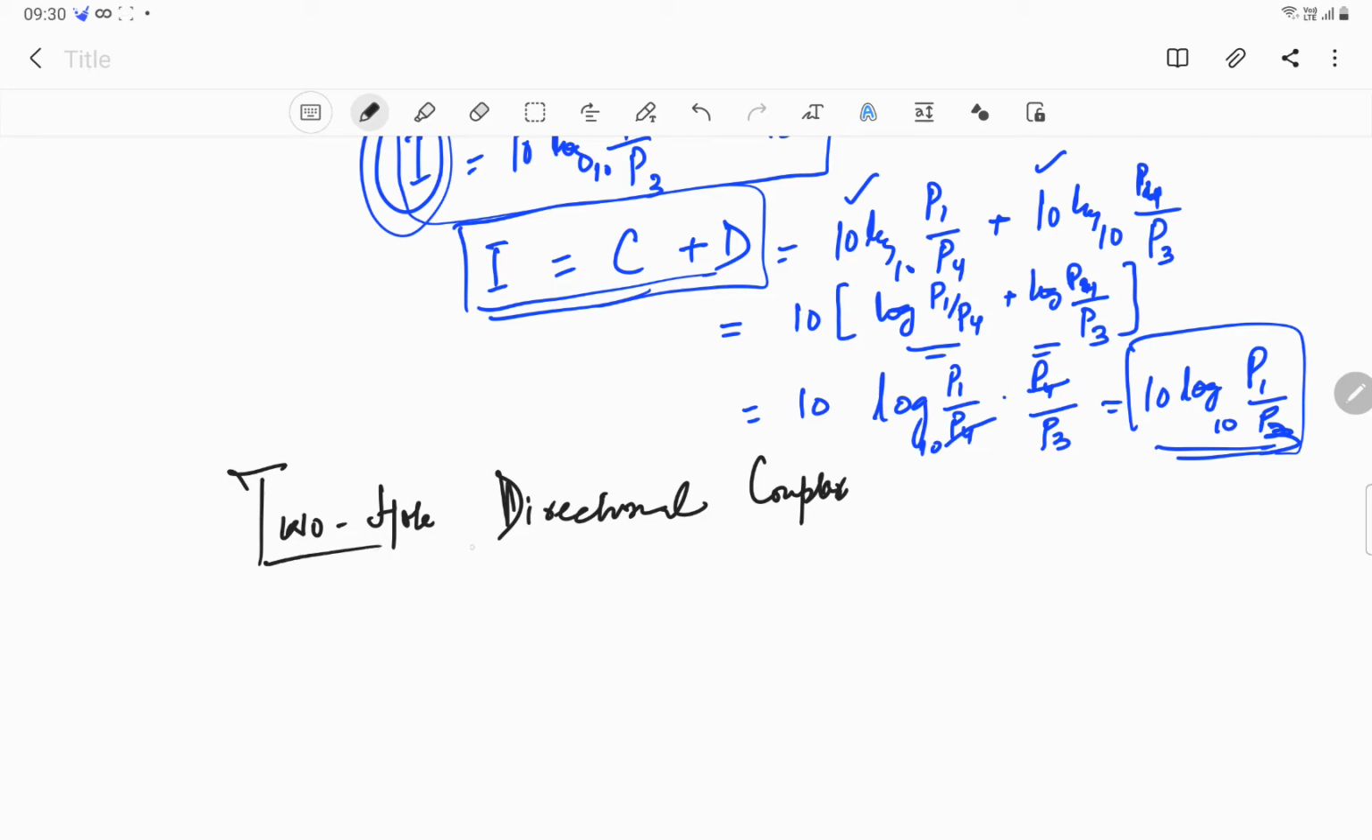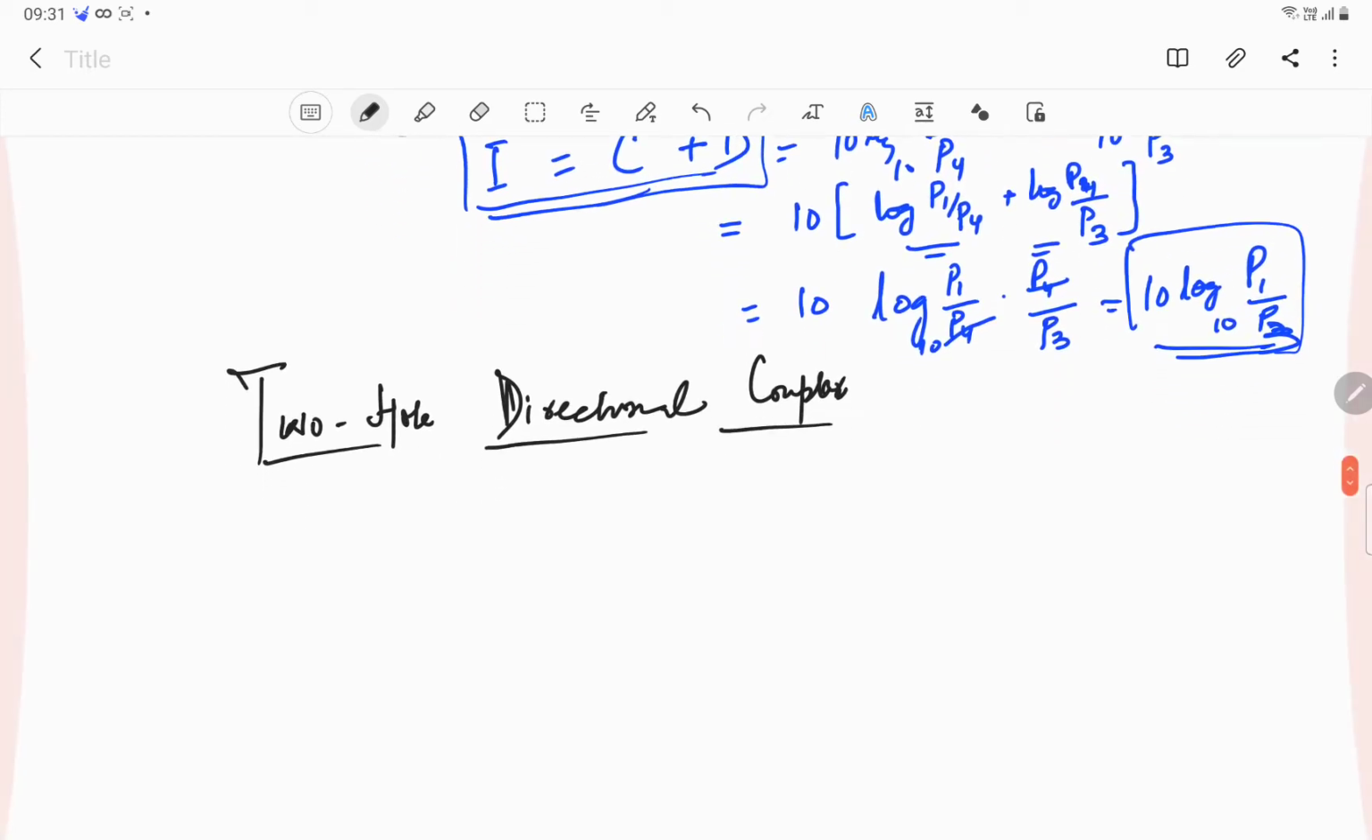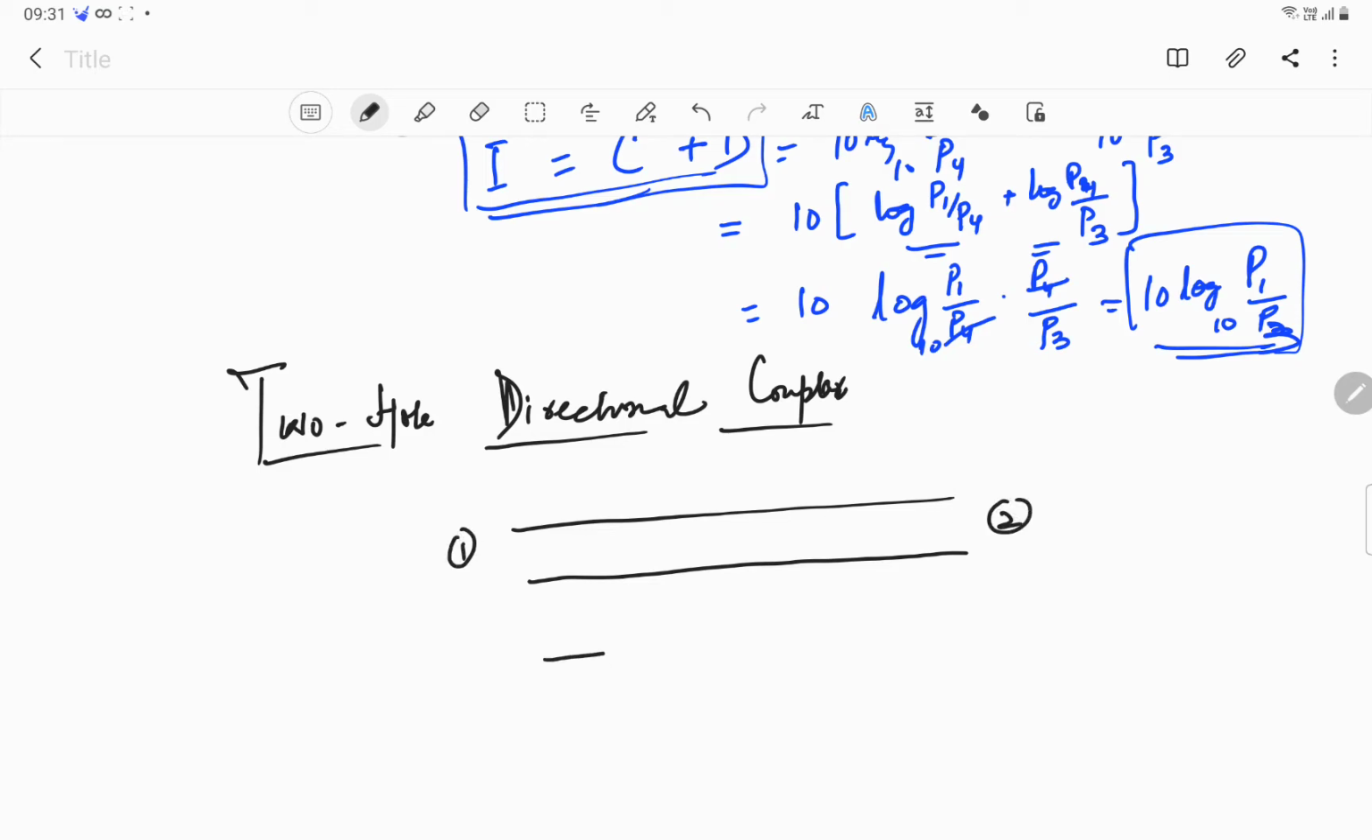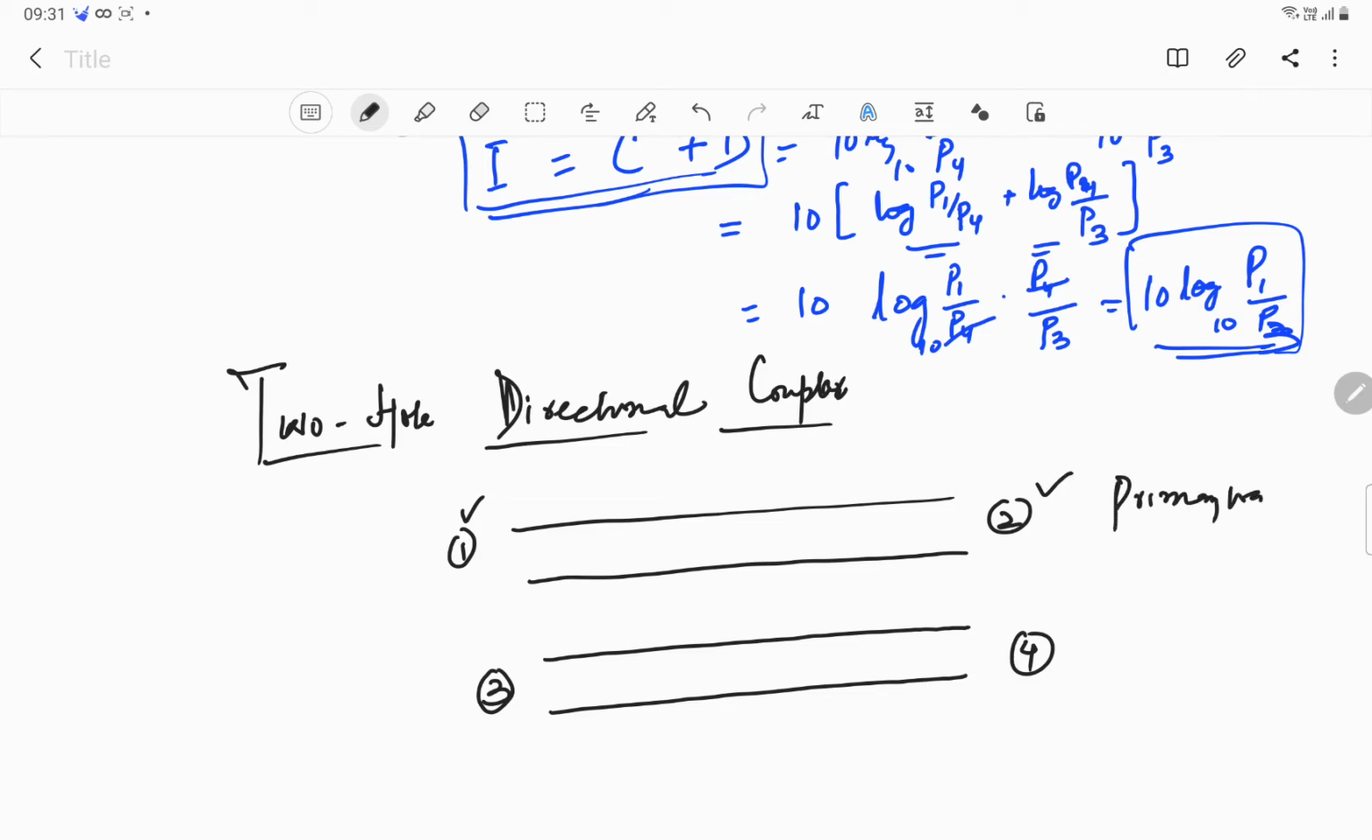Now, as said already, a directional coupler has basically a primary waveguide consisting of ports 1 and 2 and a secondary waveguide consisting of ports 3, 4. This is port 1, port 2, they correspond to the primary waveguide, and ports 3 and 4 correspond to the secondary waveguide.